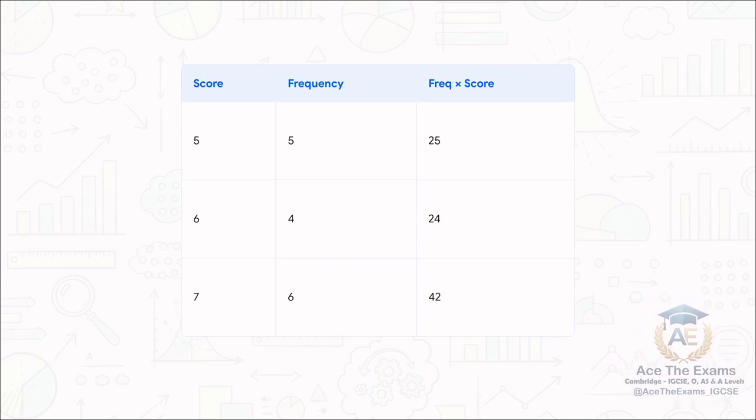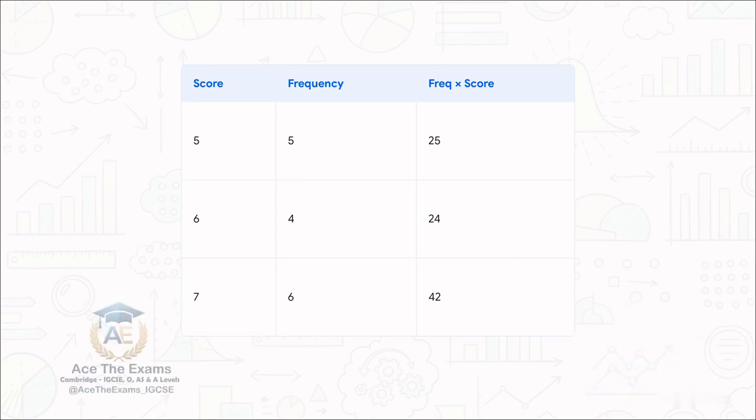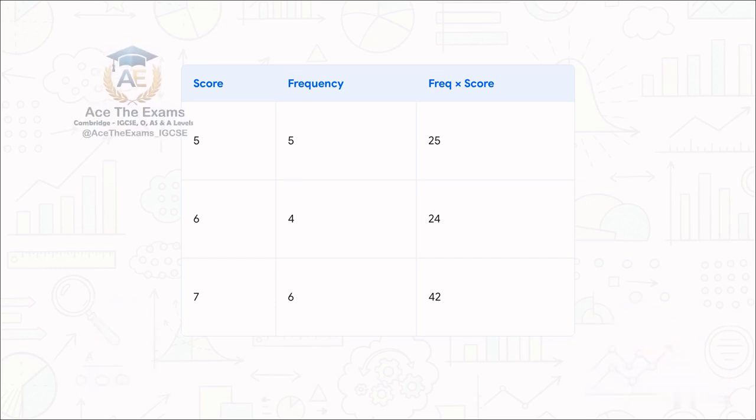If 5 students scored a 5, that's 25 marks total for that group. If 6 students scored a 7, that's 42 marks. By adding up that entire right-hand column, we get the total marks obtained by all the students combined, which in this case is 168 marks across 32 students.